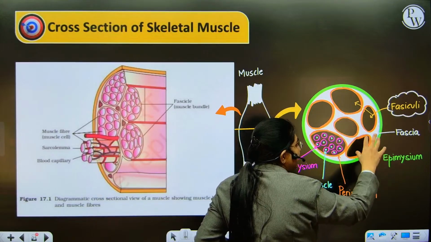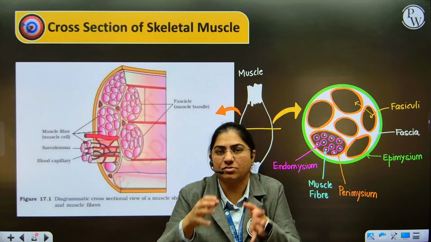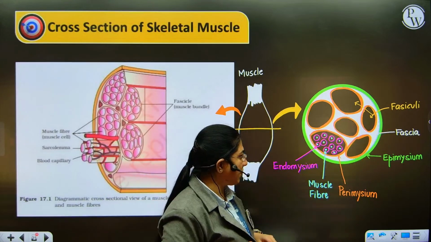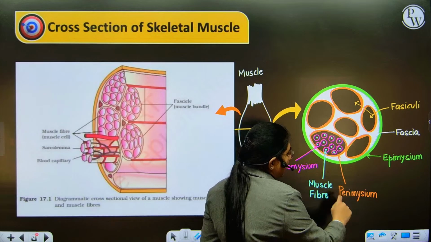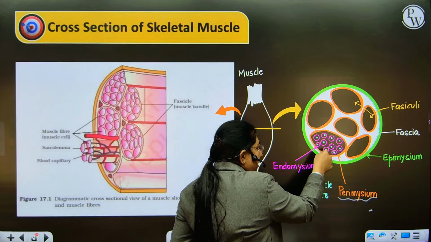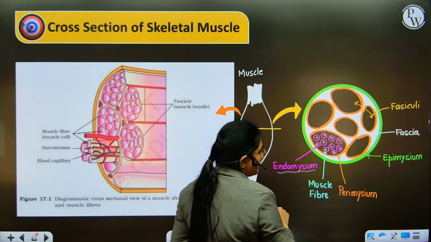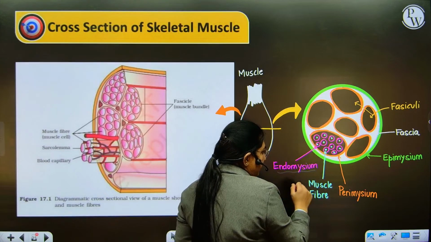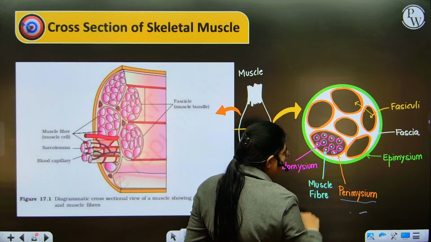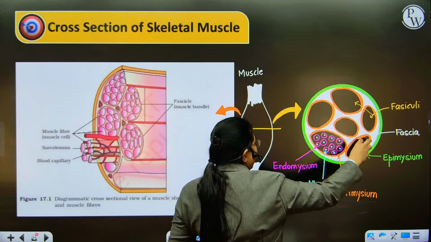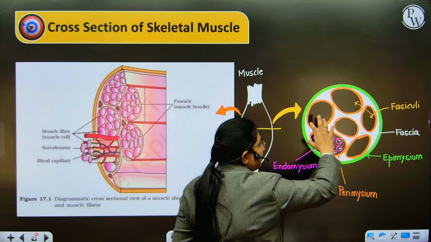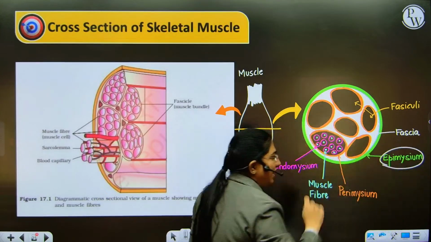Holding the fasciculi, you can see this white part here. This white part is nothing but a connective tissue, a common collagenous connective tissue called fascia. Fascia holds all these fasciculi together. These fasciculi are covered again by connective tissue called perimysium, within which you have multiple muscle fibers which are covered by a connective tissue called endomysium. So muscle fibers covered by endomysium, bundles of which come together covered by connective tissue called perimysium, forming a fasciculus. Multiple such fasciculi held together by fascia, and fascia with all the fasciculi covered by a connective tissue called epimysium.